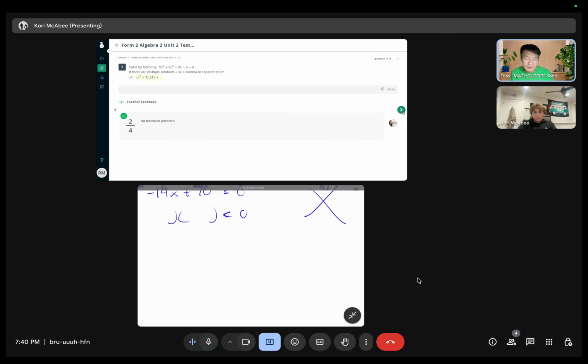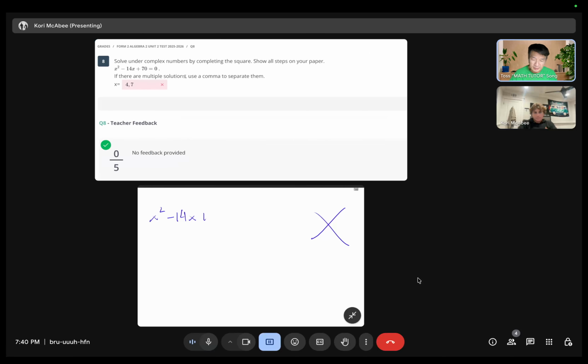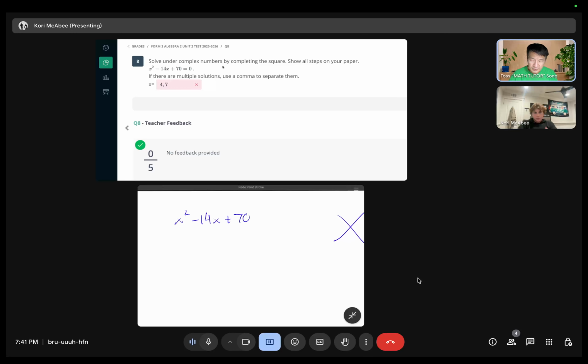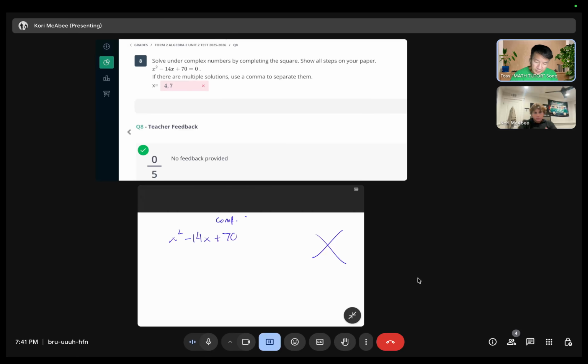Then this one, we cannot do anything other than completing the square. Sorry, I didn't read the instruction. You have to follow a particular method. So you cannot do the x thing or the guessing thing. So complete the square. I'll write a note here: complete the square, equal to 0.